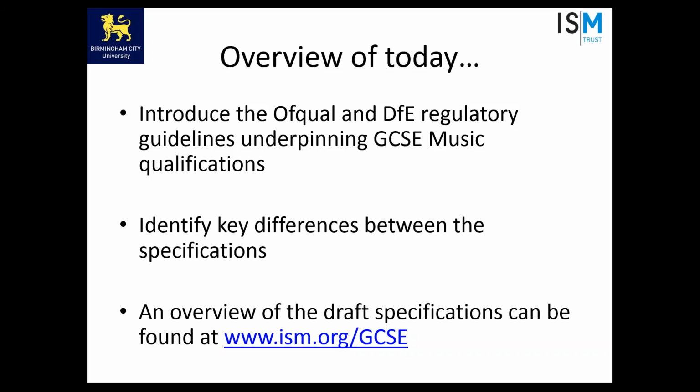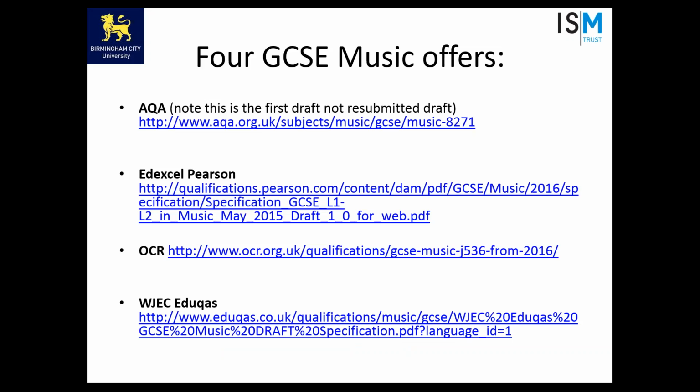We've got our own draft specification overview, and the link is on there for you to follow for another time. So the 4 we're talking about are the AQA, the Edexcel Pearson, OCR, and then the Welsh board have now got 2 qualifications. They've got a qualification for Wales and the Eduqas qualification, which is a qualification for England, because in Wales they're keeping the GCSE grading as it is, and of course in England we're changing from the 9 to 1.